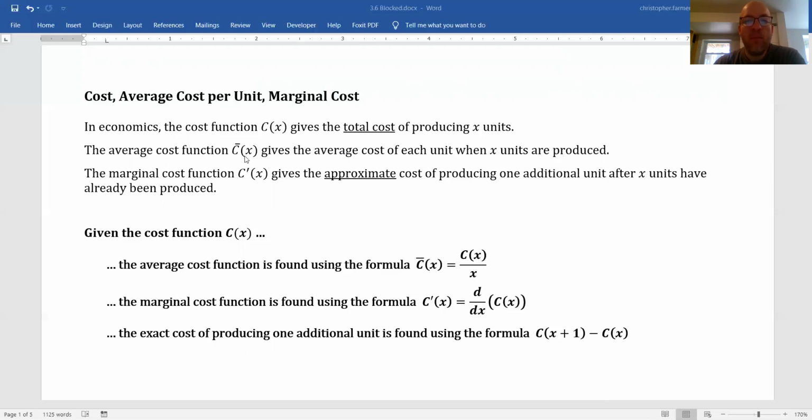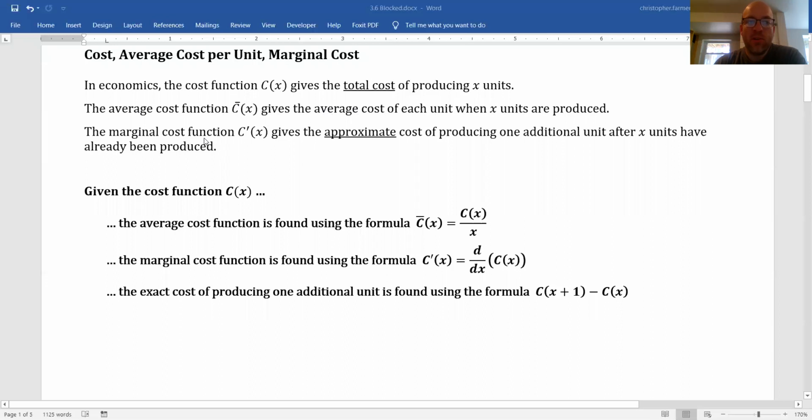And so bear in mind the cost functions are usually going to fluctuate. Things are more expensive at the beginning when you're ramping up, buying equipment, those sorts of things. So the actual cost of the units, if you produce 10 of them, is going to be quite a bit higher than the average cost if you're finding the average cost of, say, 10,000 units. Okay, but again, the average cost function is just the average cost per unit when X units are produced. And the notation there is just a bar above the cost function.